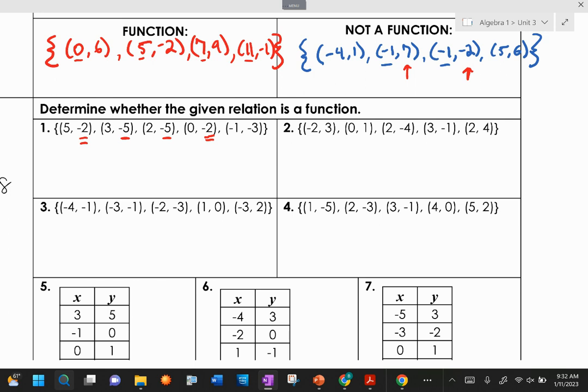Anyway, you'll see. The x's, y's were good though, right? They're all different, and they all have a y value. So what would be the answer to this one? Is it a function? Yes or no? Yes. Okay. I'm going to skip 2, 3, and 4.